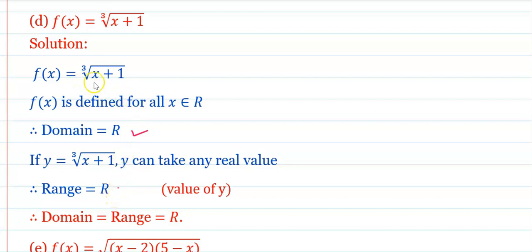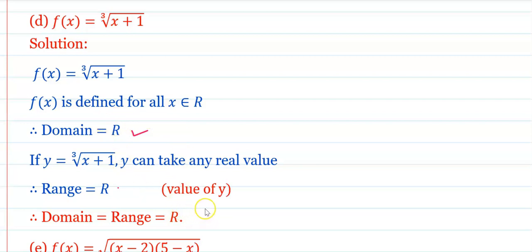Okay, here the domain is clearly capital R, the set of real numbers, and y is equal to the cubic root of x plus 1. Therefore y can take any real value and hence the range is also R. Therefore the domain and the range are both equal here.